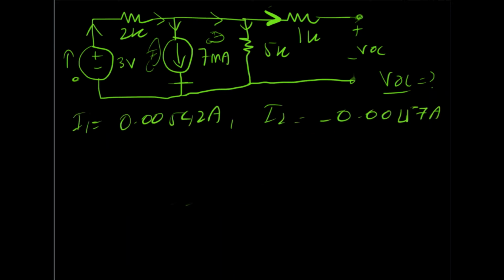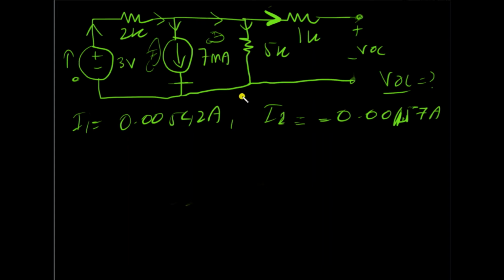Solving those two simultaneous equations, they gave me these two values. I1 is 0.00542 amps and I2 is minus 0.00157 amps, even though it does not look like a 5. So these are the two currents I get. I think you all know by this point that this negative current means that I assumed the wrong direction. It has no problem with the answer.